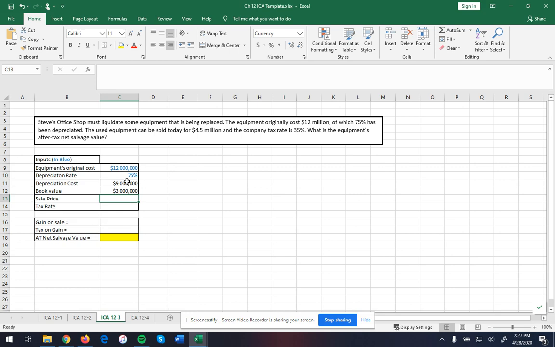The used equipment can be sold today for $4.5 million. Sorry, not 45 million, $4.5 million. And the company's tax rate is 35%. So the question is, what is the after-tax net salvage value?